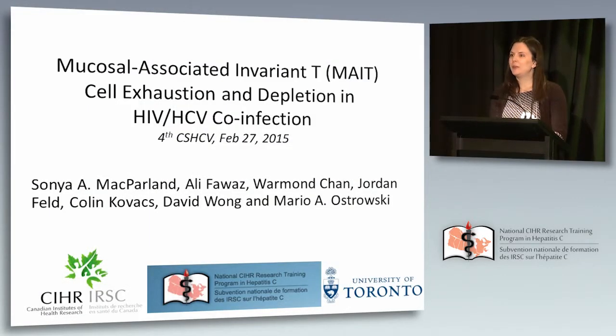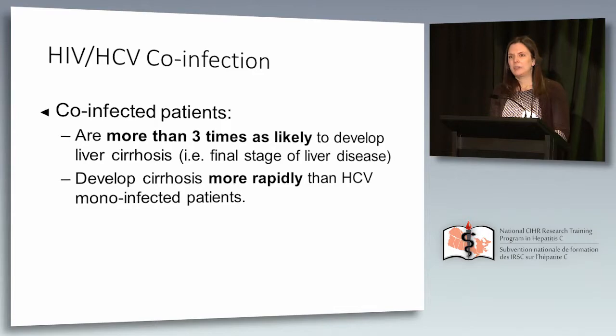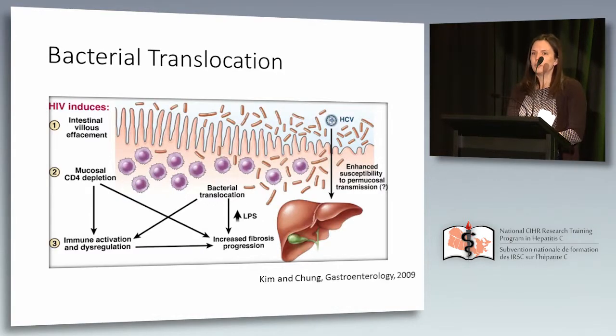So, as most of the people in this audience are well aware, HCV-related liver disease progresses more quickly in HIV co-infected individuals. And in the Ostrowski lab, we're interested in looking at whether innate immune T cells that are found in the liver may contribute to this progression. One of the factors that's thought to contribute to HCV disease progression in co-infected individuals is bacterial translocation.